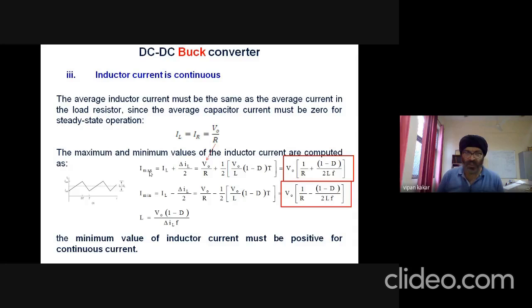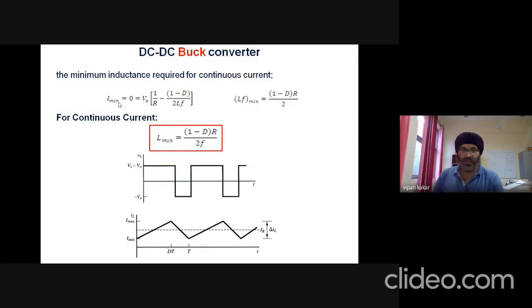So based on this I max and I minimum value, we can calculate the value of inductance. By calculating the value of inductance, we can decide the value of maximum and minimum currents. So from here, you can decide what value of inductance this continuous current conduction mode will be applicable, as we can see from here, to find out the minimum inductance required for the continuous current conduction mode.